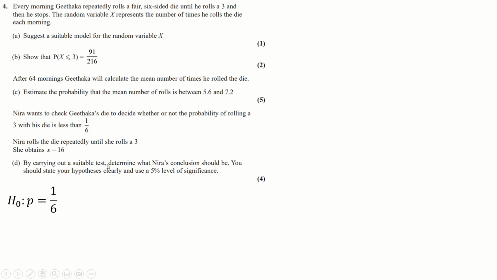So we're going to do a test. Of course, we have to write down our hypotheses, so this will be number 1 and this will be number 2. We're saying whether it's less than a sixth, so it's a one-tailed test. We repeatedly roll until we get a 3, and it's 16.